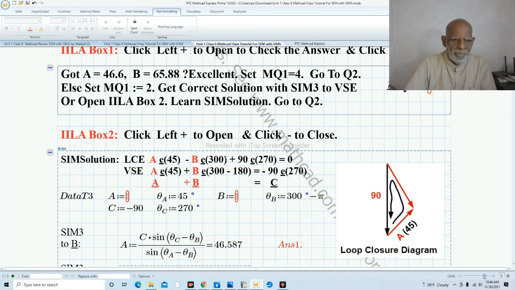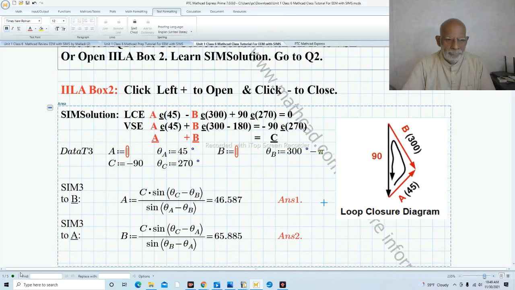See here, I have quickly changed the missing information. So let's go to the next problem now. That's the advantage with MathCAD and OpenOffice. I can stop recording in between and then make the correction.